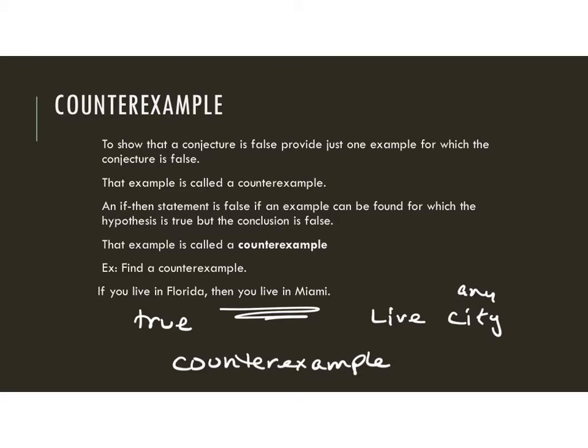So when you're given an if-then statement, you're not trying to prove something true. If they ask you to prove it false, all you need to find is one example, and then it becomes false.